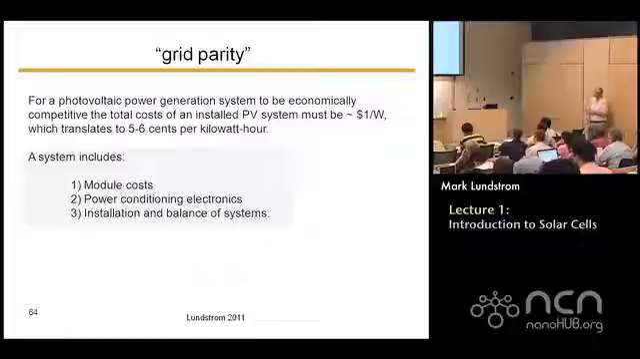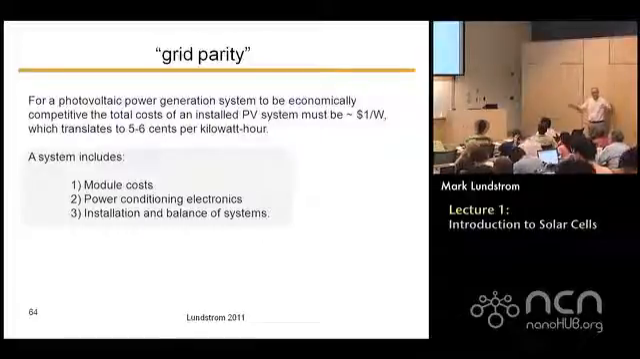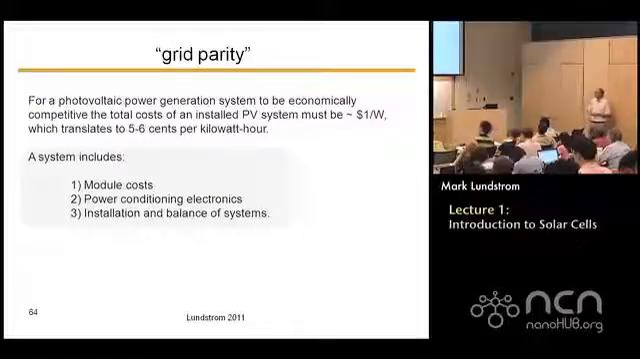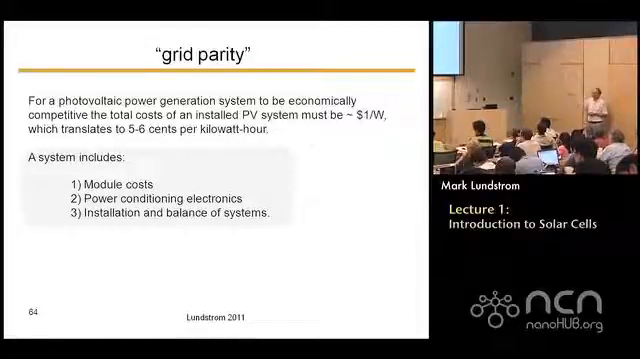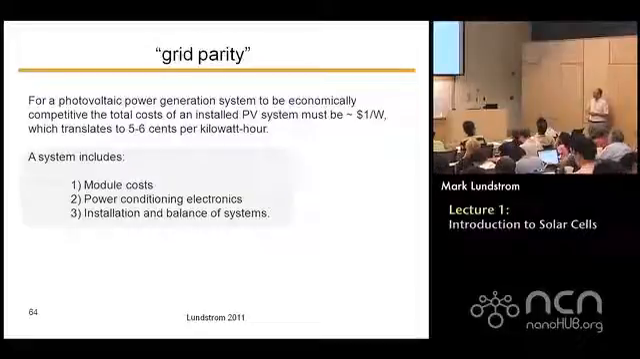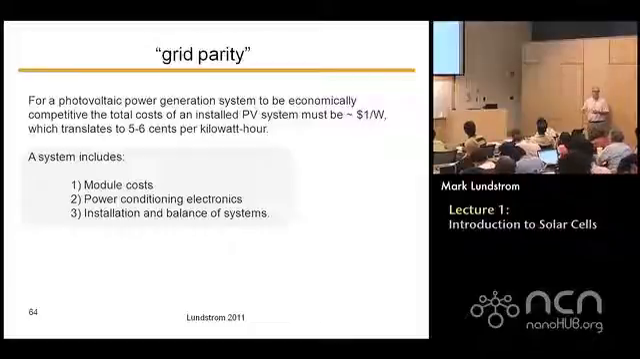And the system includes more than just the solar cell. You package all of these solar cells and wire them up into a module, and then you have to have power conditioning electronics to take that fluctuating DC that comes out and put it into AC and put it onto the grid. And you have to install them, and you have to clean them, and you have to do everything else that it takes to maintain them and operate the system.